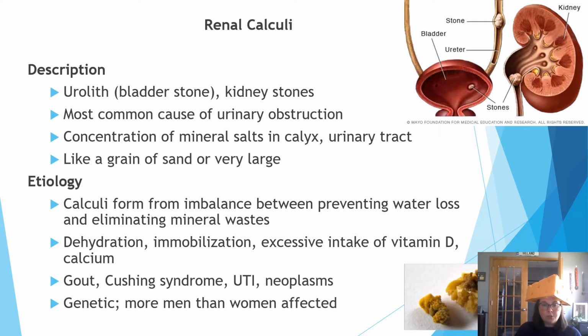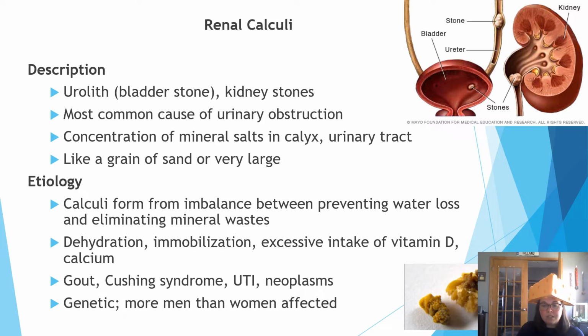Now, let's go on to kidney stones. These are known as renal calculi, or uroliths. It is the most common cause of urinary obstruction. They are made up of concentrated mineral salts in the calyx and urinary tract. They can be like a grain of sand or very large like this bottom image. They are caused by imbalances between preventing water loss and eliminating mineral wastes.